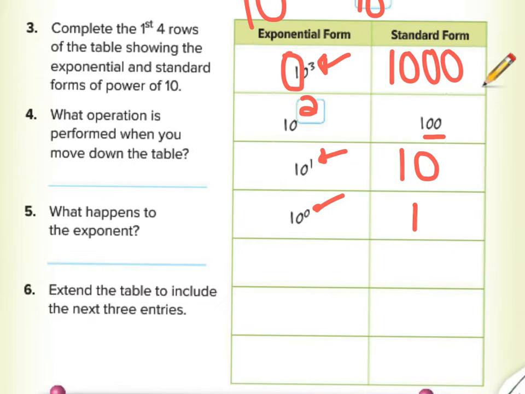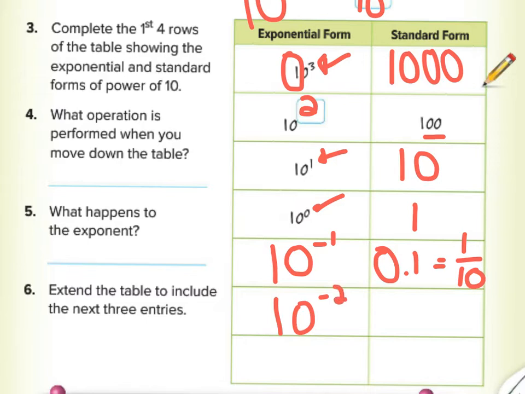And if we continue to go down, the number below 0 is -1. We have to write it like this, 0.1. Do you see that? Or we write it as 1/10. It's the same thing. 10 to the power of -2 would be 0.01. We keep moving the decimal over to the left, which would be 1 over 100. And one more would be 10 to the power of -3, which would be 0.001, which equals 1 over 1,000.